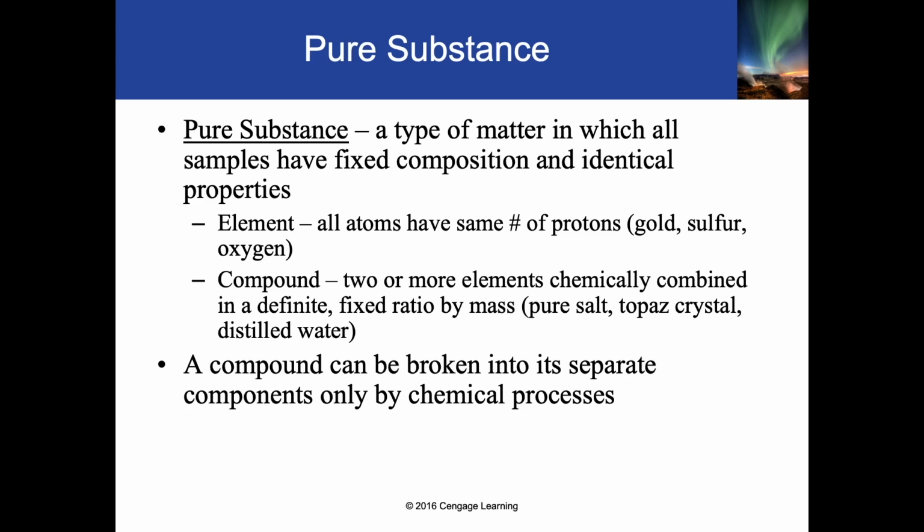A pure substance is a type of matter in which all samples have a fixed composition and identical properties. For example, elements. An element has atoms that all have the same number of protons. For example, if you have a piece of gold, it's all going to be gold atoms. That's a pure substance.